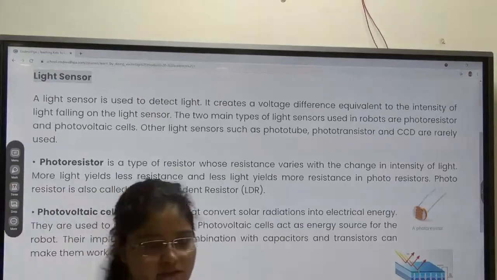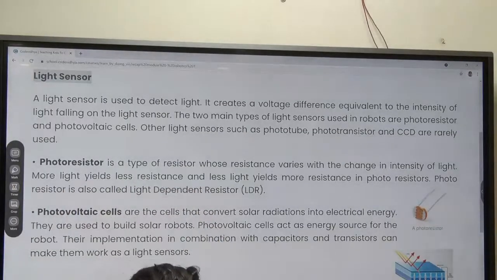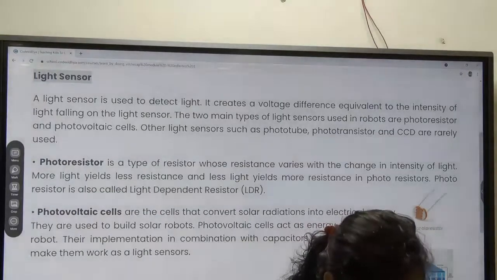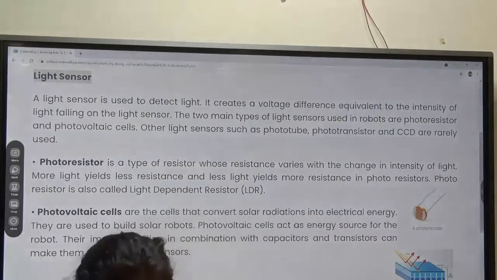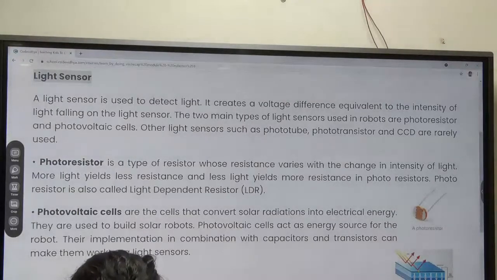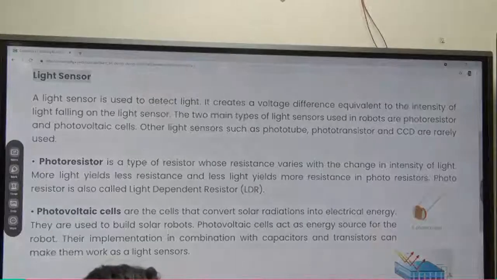Photoresistor is a type of resistor whose resistance varies with the change in intensity of light. More light yields less resistance and less light yields more resistance in photoresistors. Photoresistor is also called light dependent resistor, LDR. Photovoltaic cells are the cells that convert solar radiations into electrical energy. They are used to build solar robots. Photovoltaic cells act as energy source for the robot. Their implementation in combination with capacitors and transistors can make them work as light sensors.